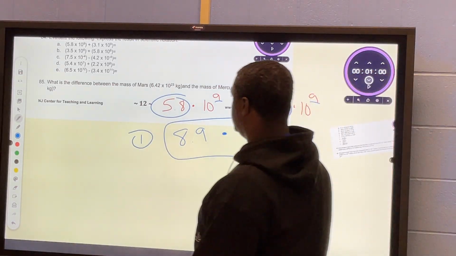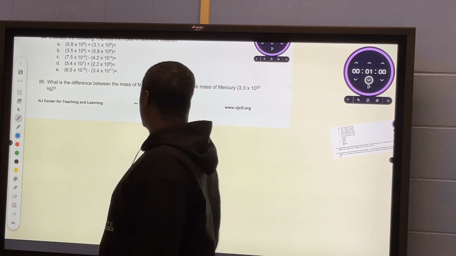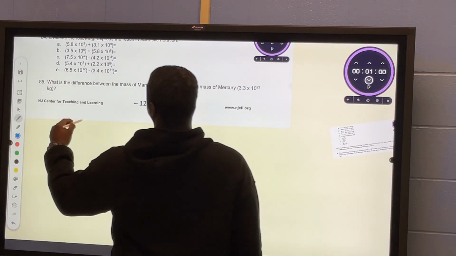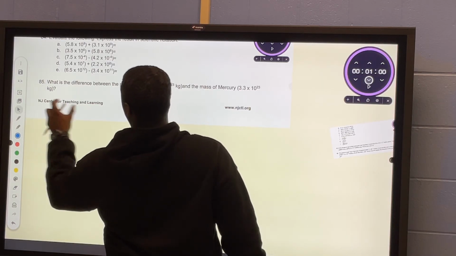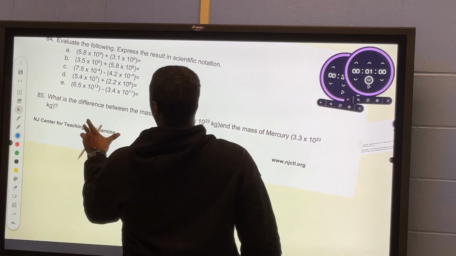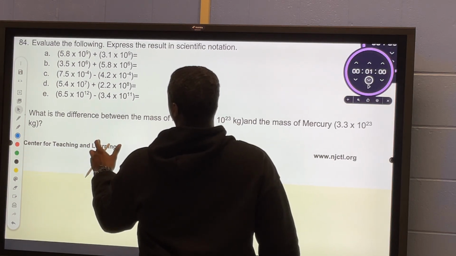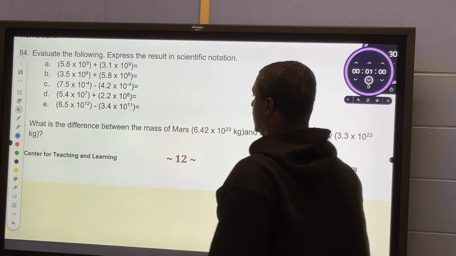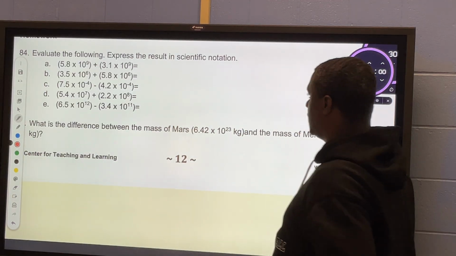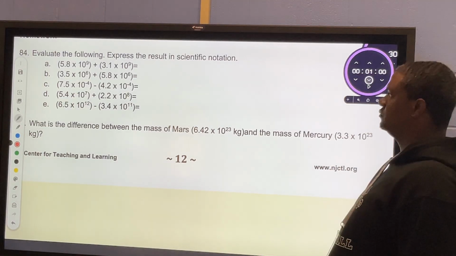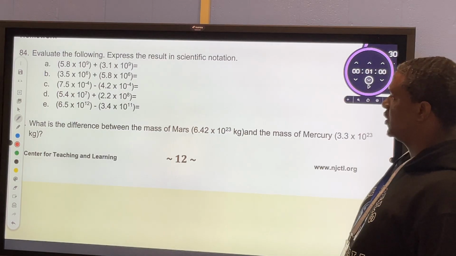Alright, let's look at B. Matter of fact, I'm going to rewrite this. Somebody read what B is. 3.5 times 10 to the 6 plus 5.8 times 10 to the 6. So what do we have?